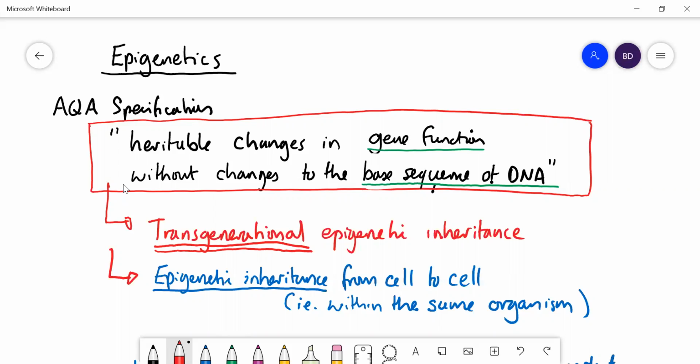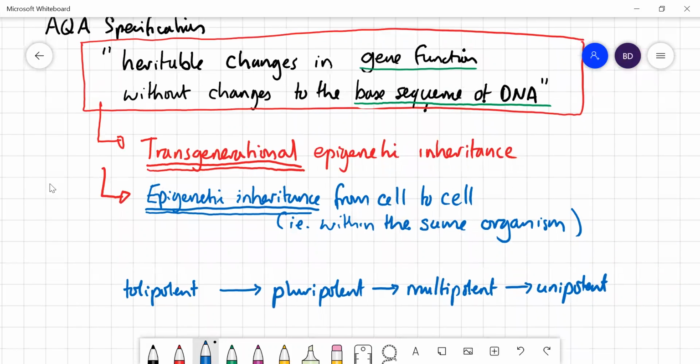But what certainly isn't controversial here is epigenetic inheritance which occurs from cell to cell, in other words, in the same organism. Cells are dividing by mitosis all the time, and some of those epigenetic changes are definitely passed on from cell to cell. That's fairly obvious, because let's have a think about stem cells here.